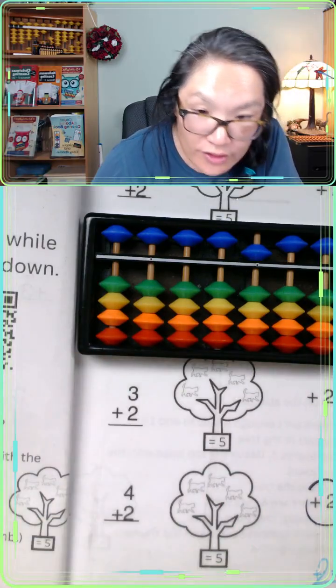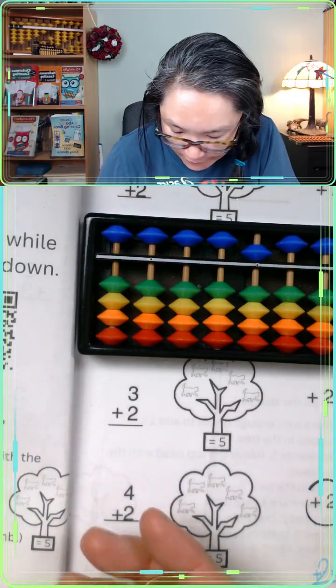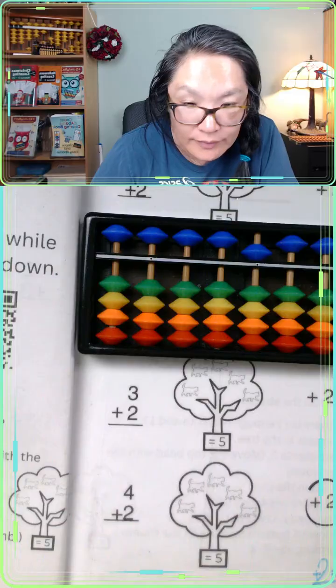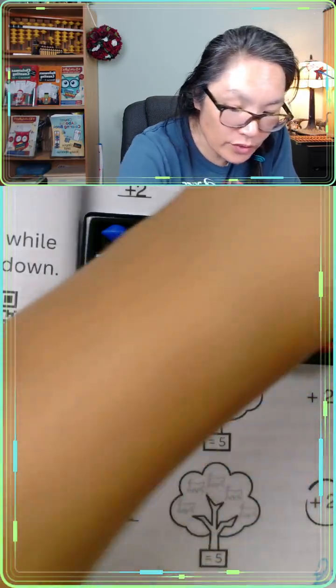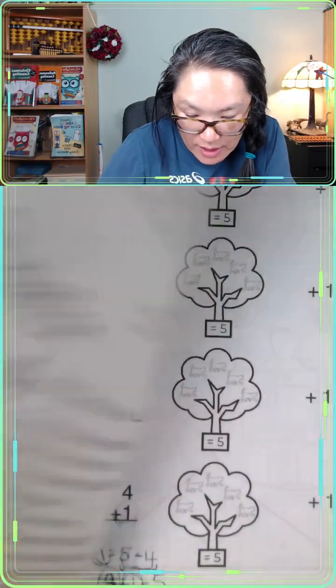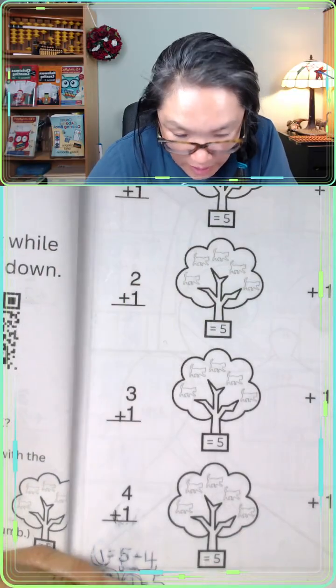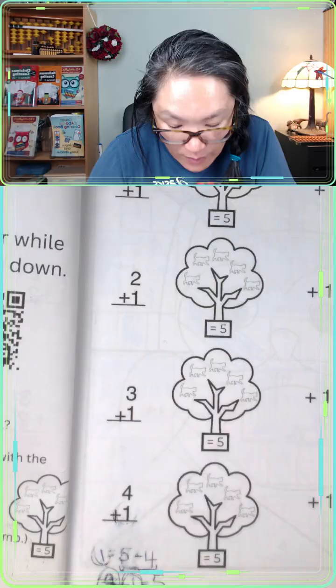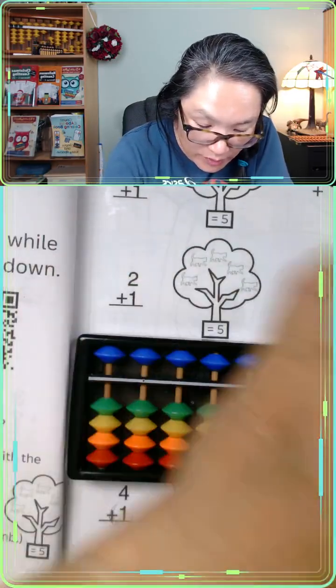So my final answer is 5. What we are doing is just understanding concepts, because after we understand this concept, then we know how to take away. If you know how to add, you will know how to subtract.